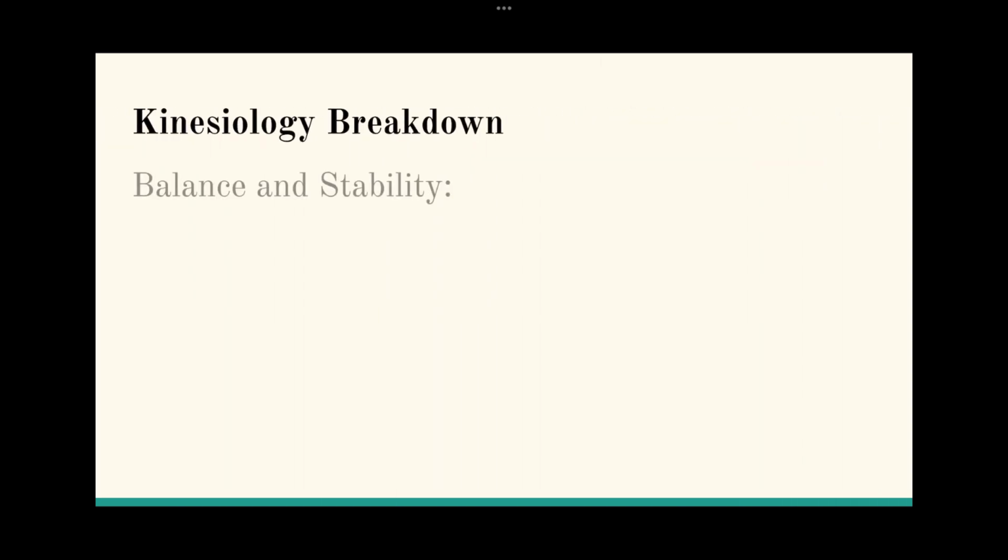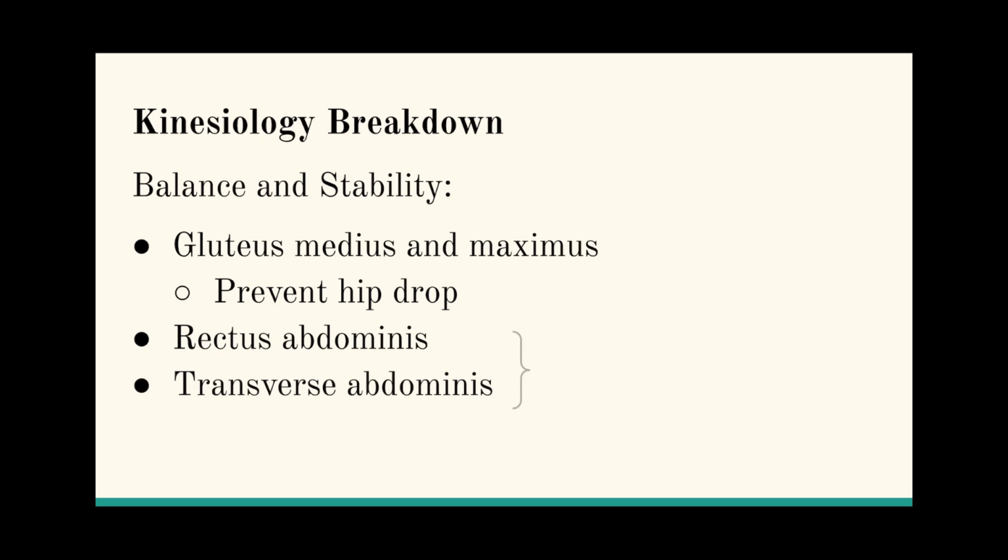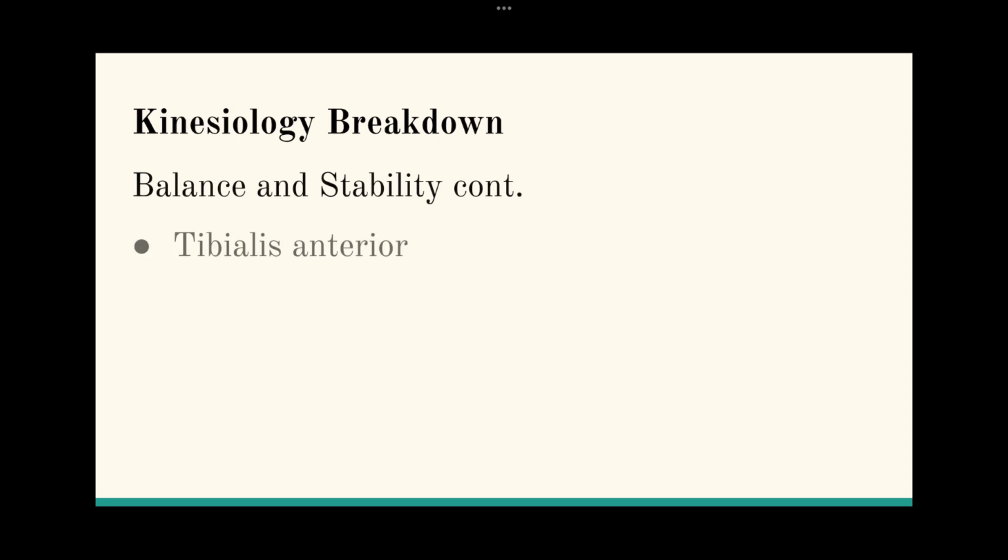The following muscles are used for stability: the gluteus medius and maximus, which help prevent hip drop, which is a common mistake; the rectus abdominis and transverse abdominis, which are important for core and pelvic stability. The tibialis anterior, gastrocnemius, and soleus are the main muscles used to help ankle stability.